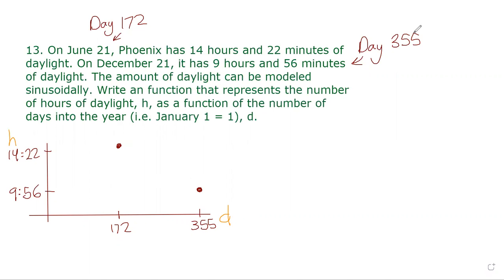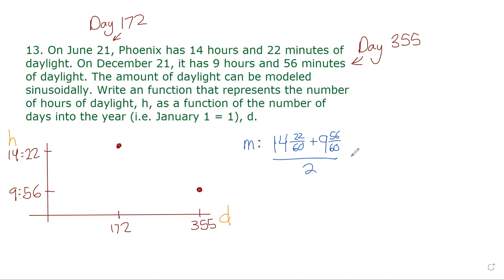So a couple things that we can start with here. One is we can find the midline. The midline is always the average of the highest and lowest points. And you could convert both of these things into minutes and do it that way. And that might be the easiest way to do it. You can also do it in terms of hours. So 22 minutes is 22/60ths of an hour.